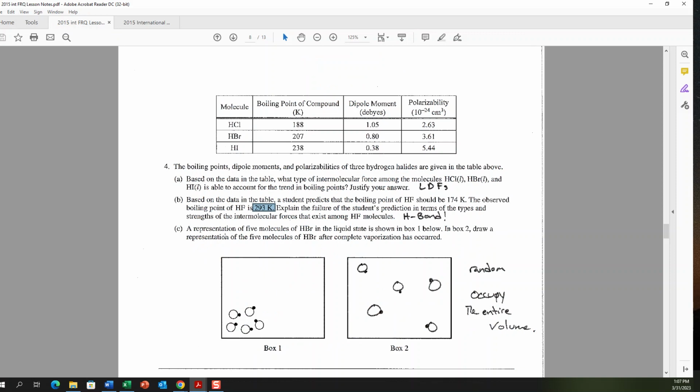And then it says representation of 5 molecules of HBr in the liquid state are over here. In the box, draw the representation in vaporized. So remember, they separate from each other, okay? They're still HBr, so you still have to have the H attached to the Br. But now they're going to be occupying the full container in random spots, right?